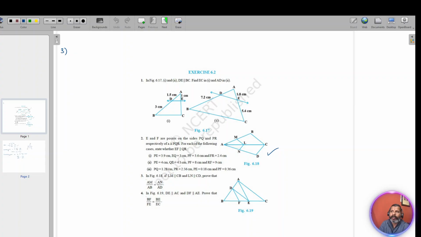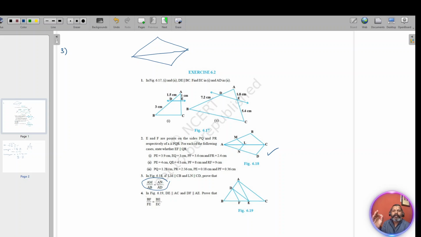In this case, if you observe, ABC is one triangle where ML is parallel to BC. ACD is another triangle where LN is parallel to CD. They have given that ML and BC, LN and CD are parallel. So we have to know the application of BPT properly, and otherwise the corollary or converse, according to what is given and what is to be proved. Okay, let's draw the figure.